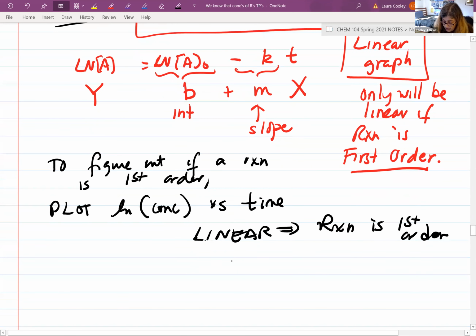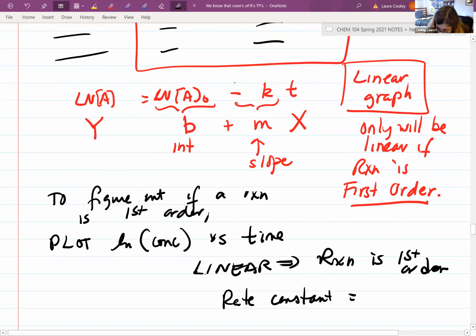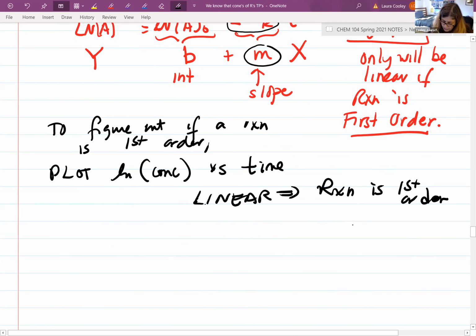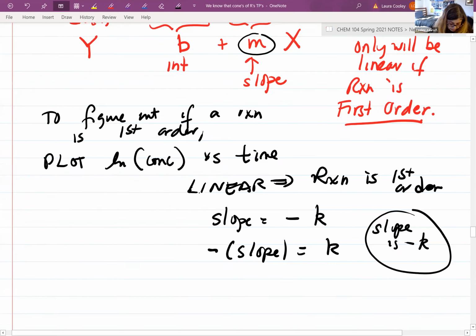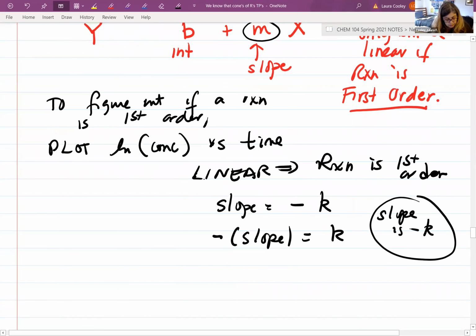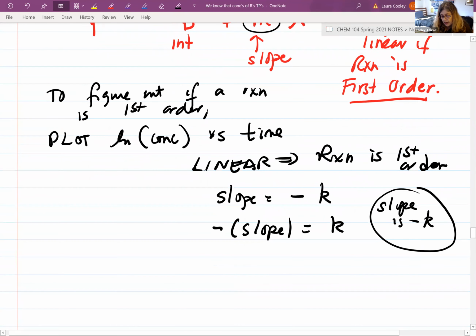And it also means that the rate constant is, well, okay, let's look at it. The negative of the rate constant is the slope. So the slope is the negative of the k. So that means that the negative of the slope is the k. The slope is minus k if it's linear. So that's a very good way to figure out if a reaction is first order.